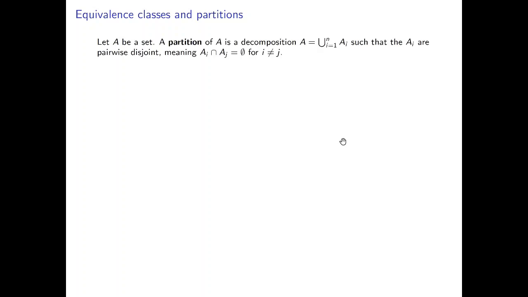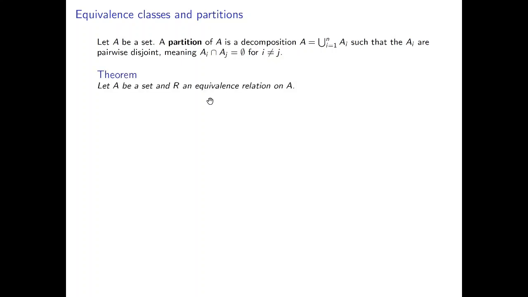So first, I want to make sure that we get all the definitions straight before we dive into the proof. And so let's fix some set A. So a partition of a set A is a particular decomposition of the set into a union of subsets, right? So notice that each A_i here must be a subset of A, if A is the union of these, such that the A_i are pairwise disjoint, right? So this means that if i does not equal j, and I have two sets that are composing the partition, then they're disjoint. So if I look at the intersection, it's empty, right?